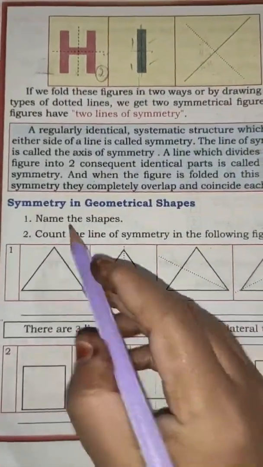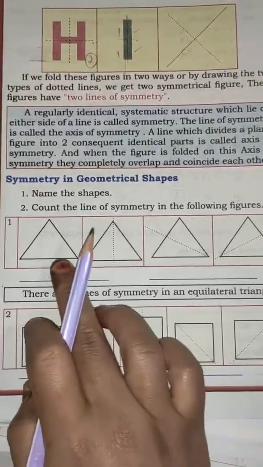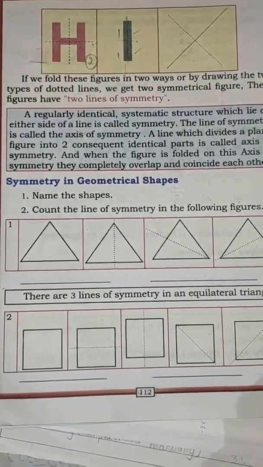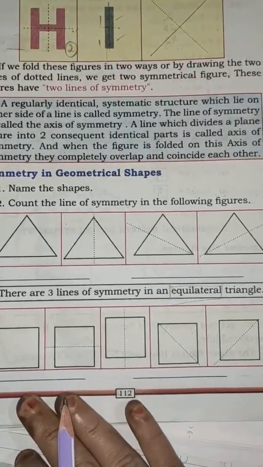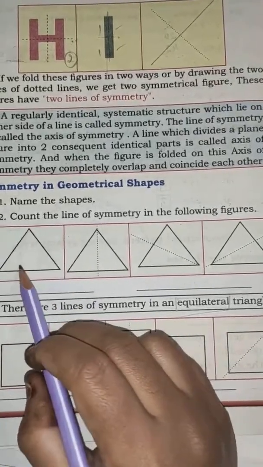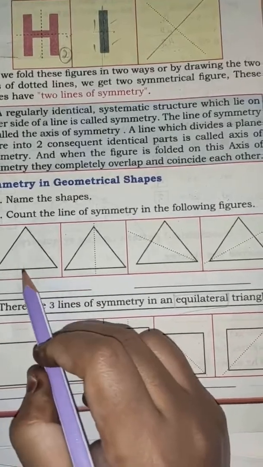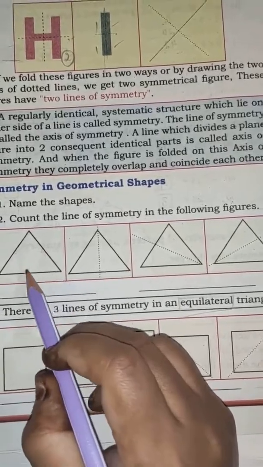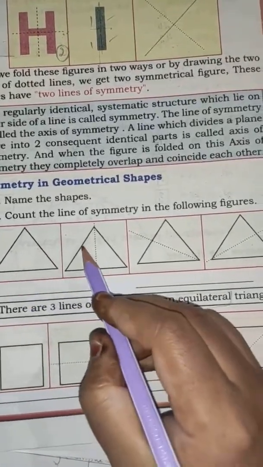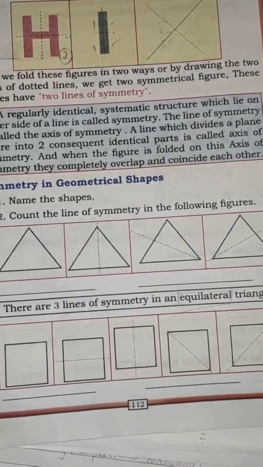Next is symmetry in geometrical shapes. Children, just observe this figure. Which shape is it? It is an equilateral triangle. Equilateral triangle means all the sides of the triangle should be equal. If it is 2 cm, this should also be 2 cm, and this also should be 2 cm. If it is 3 cm, this also should be 3 and this also should be 3, like this. So this is called the equilateral triangle. All the sides should be equal.